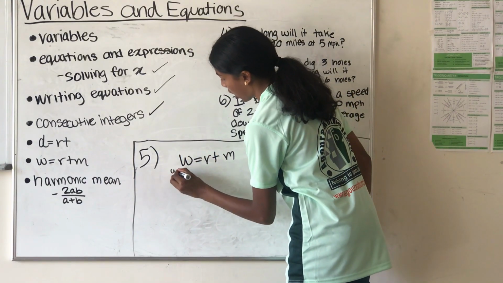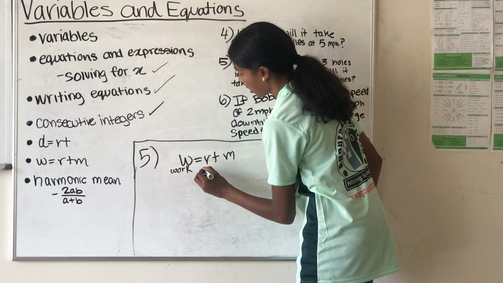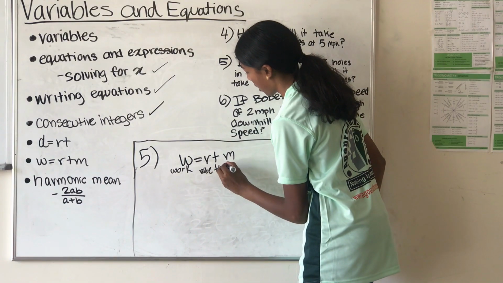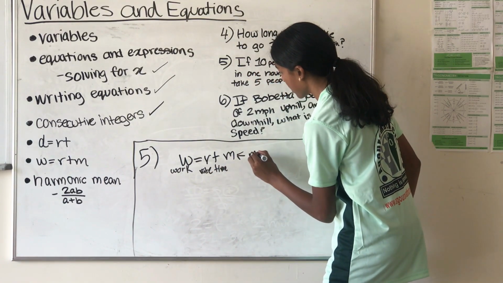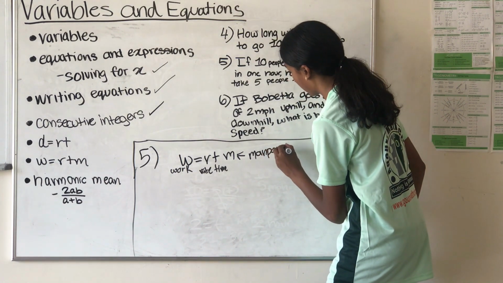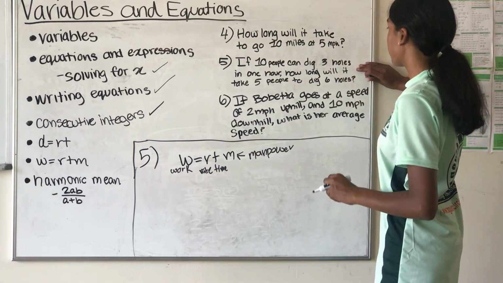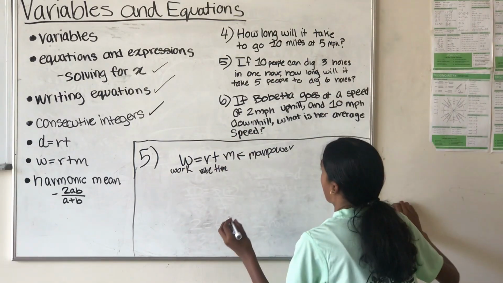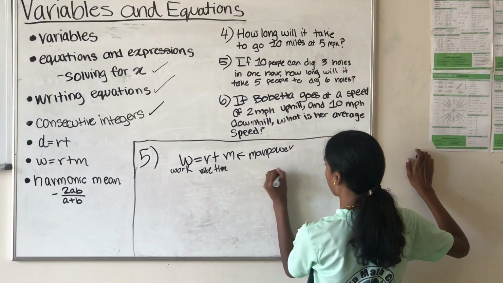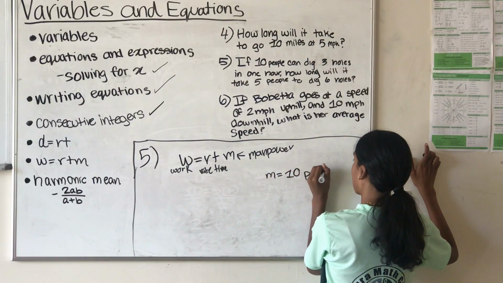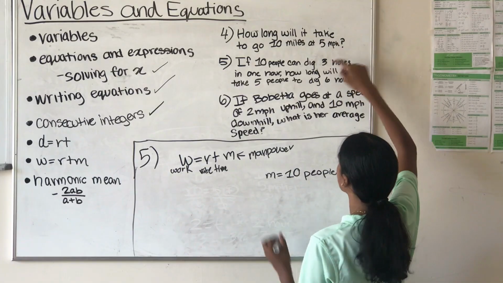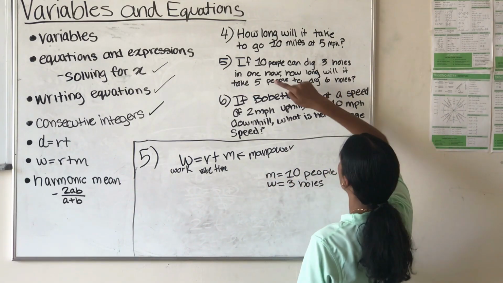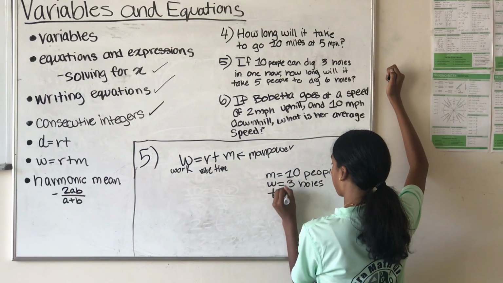So W stands for work, R stands for rate, T is for time, and M is for manpower. It just means how many people are doing it. So in this problem, we have 2 scenarios. We have M, which is going to be 10 people. We have 3 holes, which is going to be our W. And we have 1 hour, which is going to be our time.